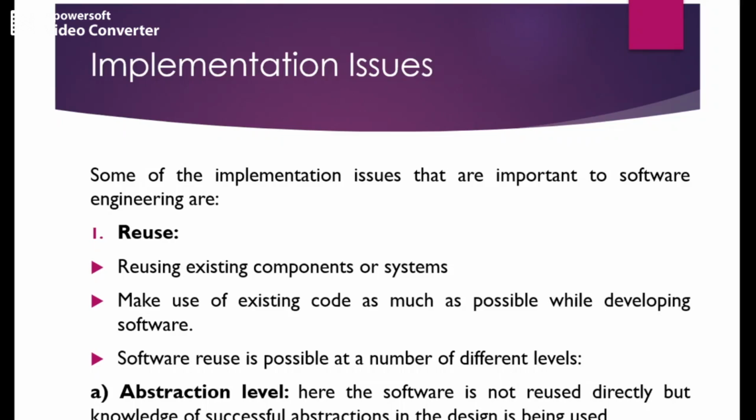Next is the implementation issues. We will see some of the implementation issues that are very important in software engineering. The first one is reuse. All of you have heard of this word reuse. What is that? Reusing the already existing code, reusing existing components or systems.